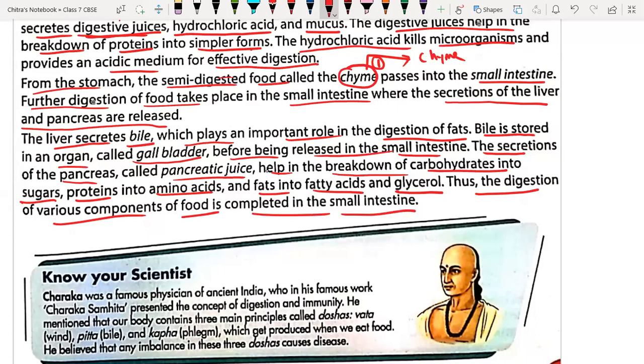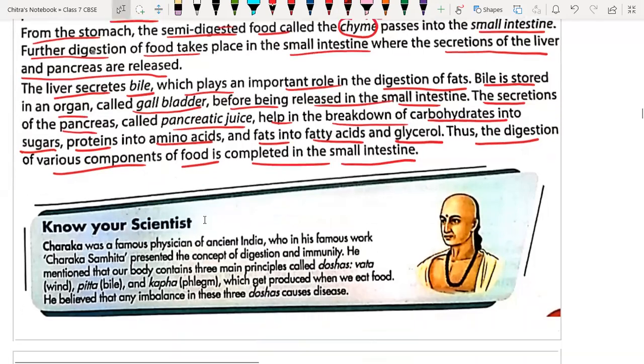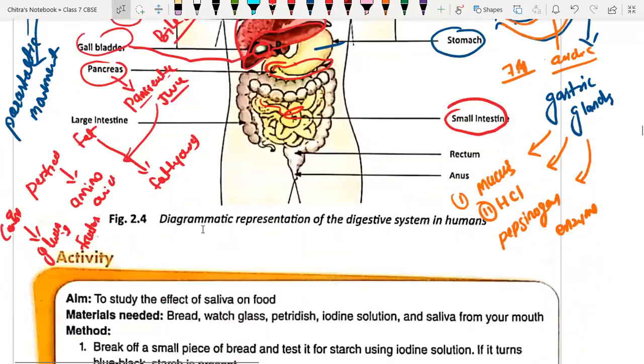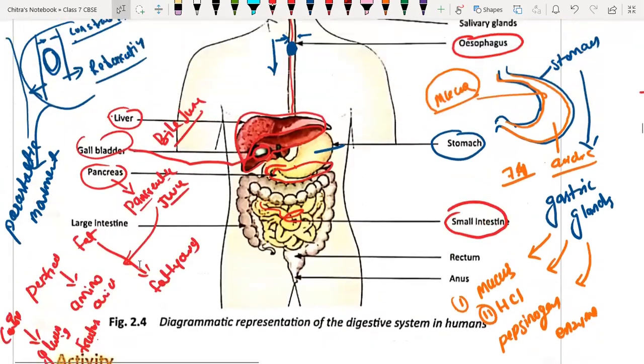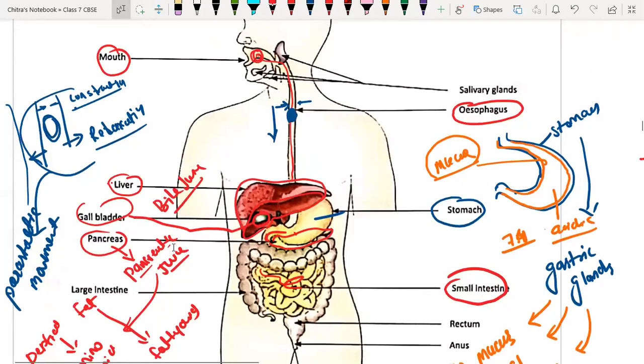So after food passes through the small intestine into the large intestine, the digestion process does not take place there. Sir, only in the small intestine do villi absorb food, right, sir? Yes, that we will discuss in the absorption part. So this is all about the digestion process.